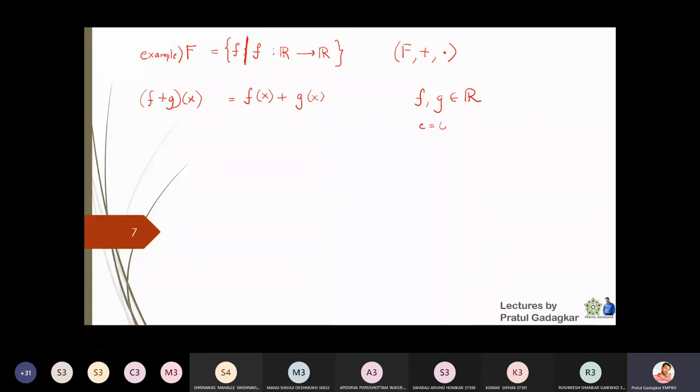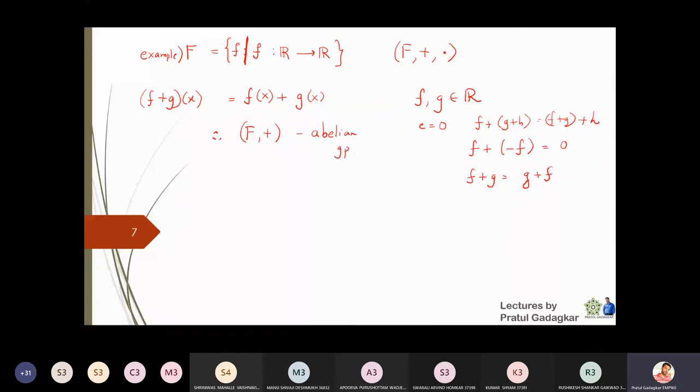Zero function acts like an identity function. Associativity holds. (f plus g) plus h is also equal to f plus (g plus h). Inverse of the function with respect to addition is minus f function. Also, f plus g is the same as g plus f. So this means that F with respect to addition will form an abelian group. So the first task is finished.